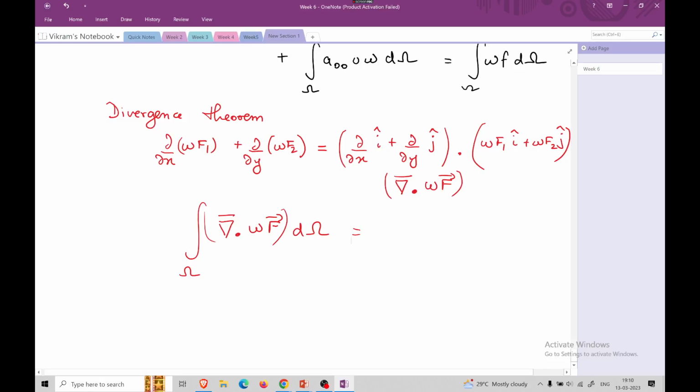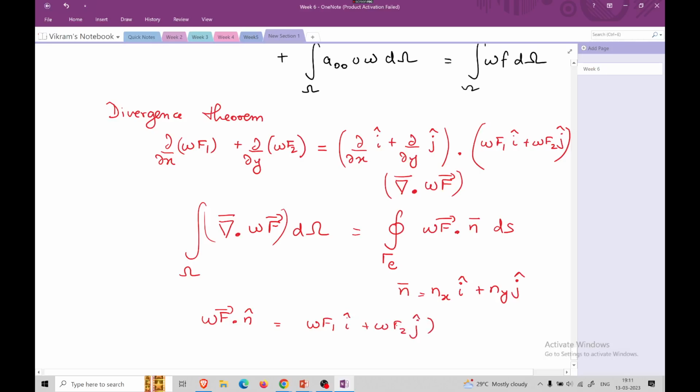So I can relate the volume integral, or I can say domain integral, to the boundary integral. So can you recall that? So this will be, over the boundary, wf dot n vector into ds. So this is my divergence theorem. Here n is nothing but nx plus ny. So what is my wf dot n, which means wf1 i cap plus wf2 j cap dot product with nx i cap plus ny j cap.